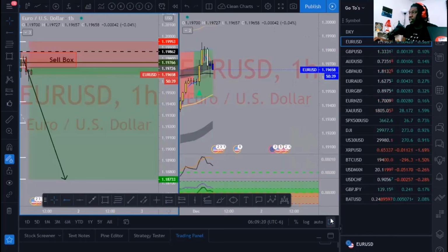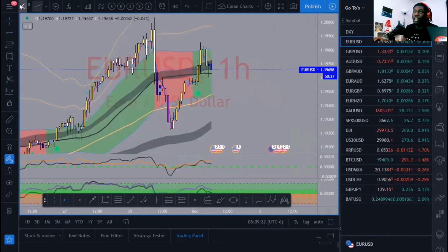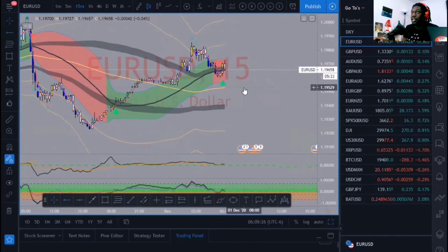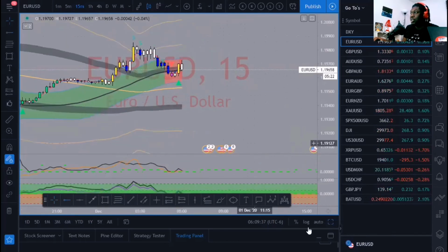But overall, on the EU 15-minute time frame, I'm pretty sure it is going to be calling for that sell very shortly. This is the alert that I was waiting for. I wasn't going to get in on this 15-minute alert right here. It was just too much of an impulsive move. But I do want to get in over here. So we'll see how that plays out.